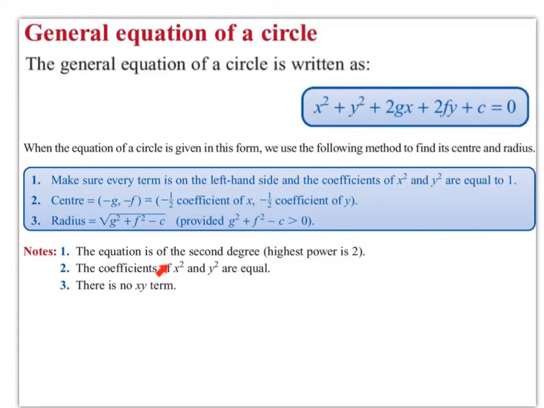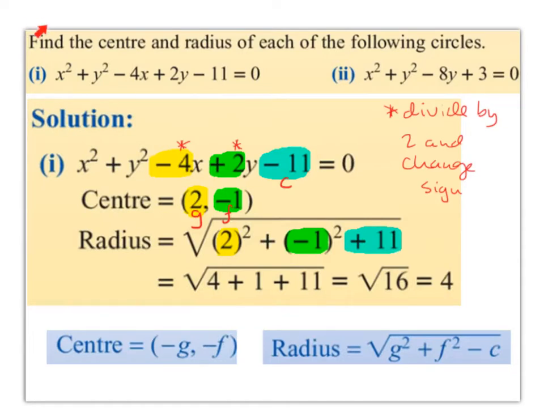The coefficients of x squared and y squared are equal, and there is no xy term. Find the centre and the radius of each of the following circles. x squared plus y squared minus 4x plus 2y minus 11 is equal to 0. So we take the coefficient of x, minus 4, we divide by 2 and change the sign. So minus 4 divided by 2 and changing the sign gives us positive 2.